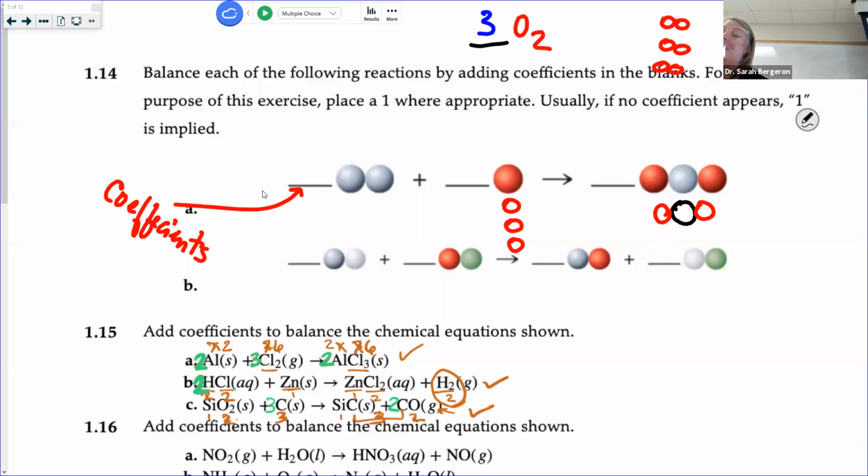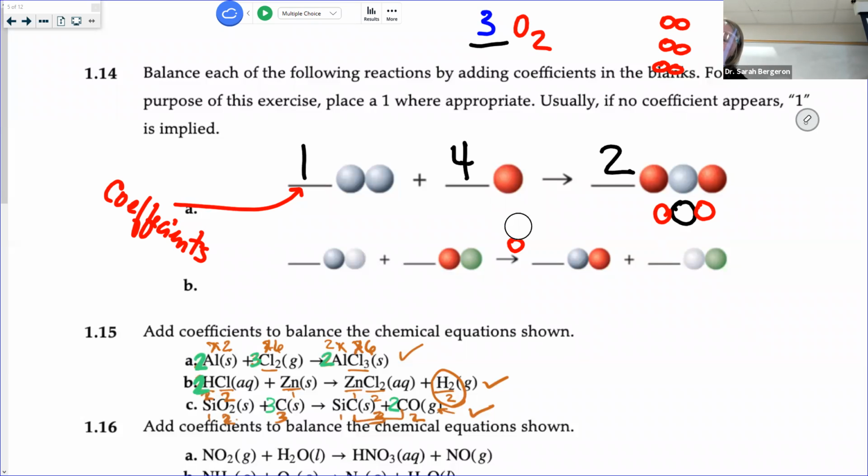Nothing really means 1, but we typically don't put it. We just leave it blank, okay? How about the second reactant, the red one? 4, because if there's nothing there, it really means 1, right? So 4 times 1 is 4, so I have 4, okay. How about my product? 2, very good.